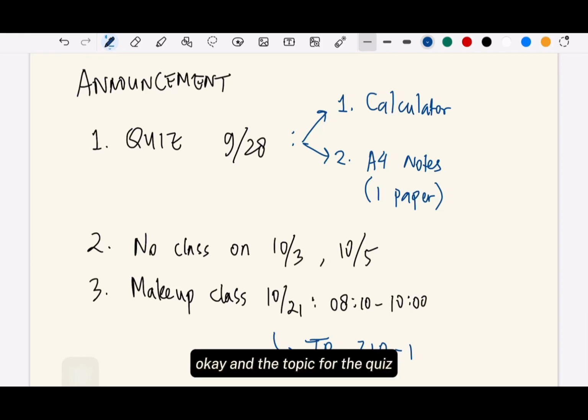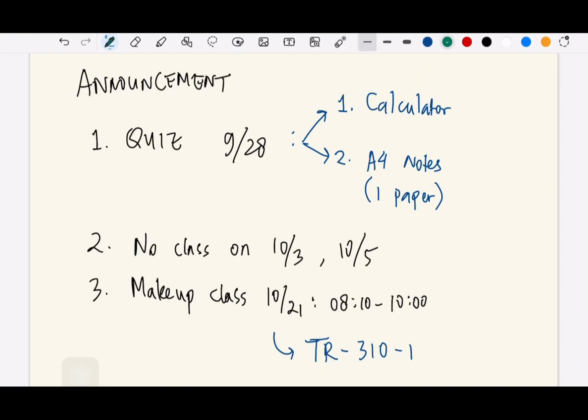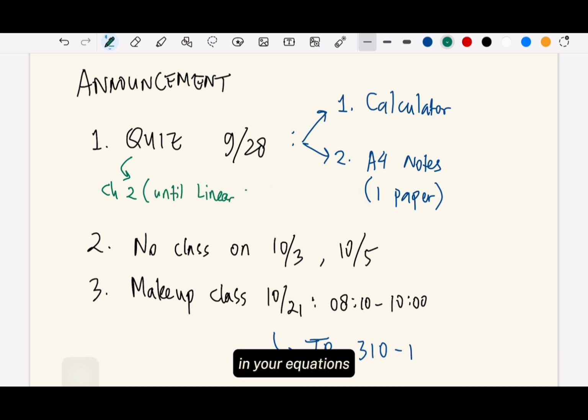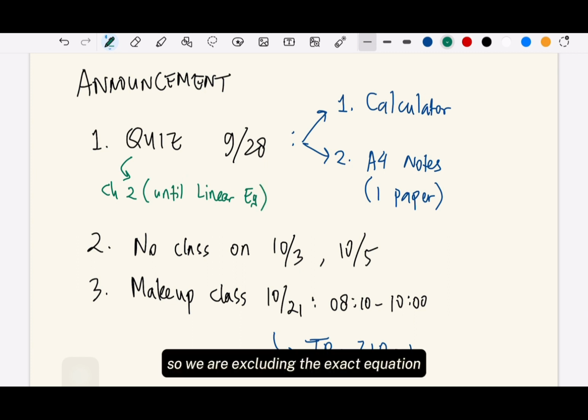Okay, and the topic for the quiz, mostly chapter 2. From the beginning of chapter 2 until the linear equations. So we are excluding the exact equation, so only until the linear equation.